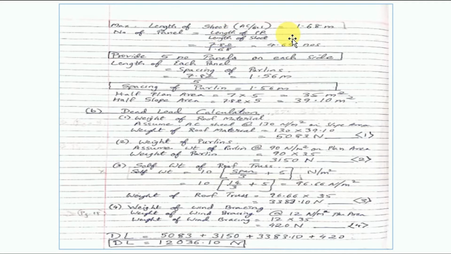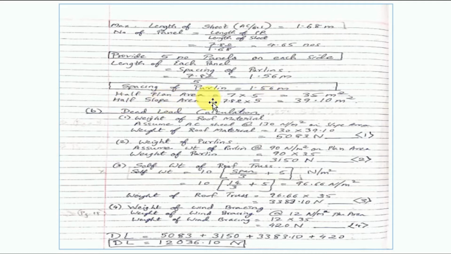Maximum length of sheet is assumed to be 1.68 meter. Now number of panels will be equal to length of principal rafter divided by length of sheet. We have already found the length of principal rafter, divided by 1.68, the length of sheet. We are getting 4.65. So provide 5 panels on each side. Length of each panel will be equal to the spacing of purlin. We have already found the length of principal rafter 7.82 divided by number of panels. We are getting 1.56 meter. The spacing of purlin is 1.56 meter.